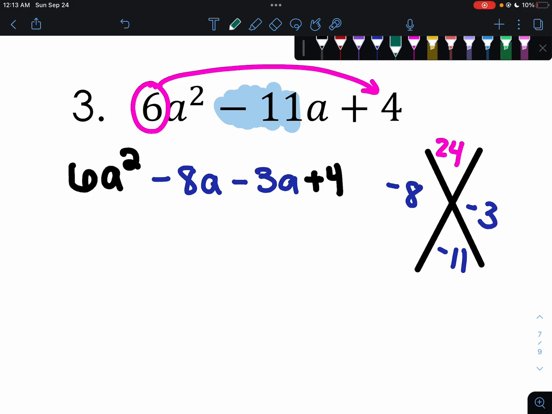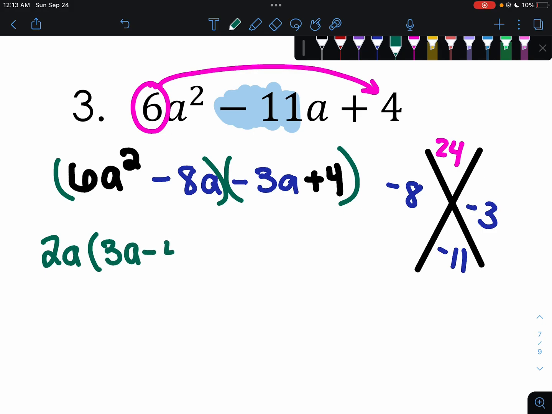From here, we're going to group the first two terms together. We're going to group the second two terms together. If you want to flip-flop the -8 and the -3, that's perfectly fine. You'll get the same answer. So here, when we do this, we see that this has a greatest common factor of a 2a. When we factor that out, that leaves me with 3a minus 4.